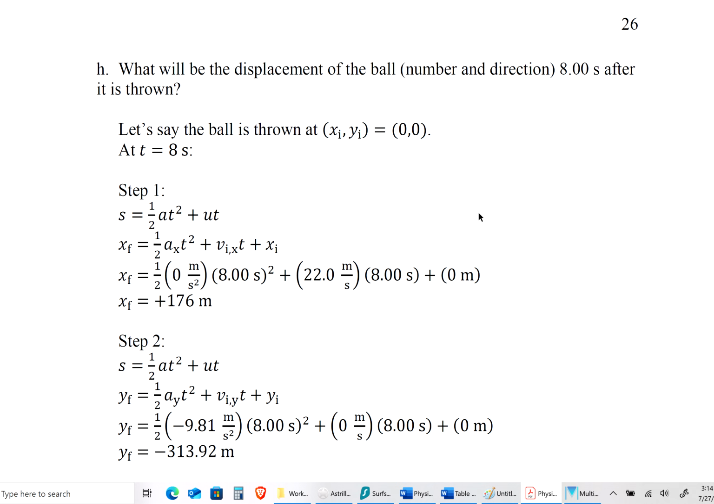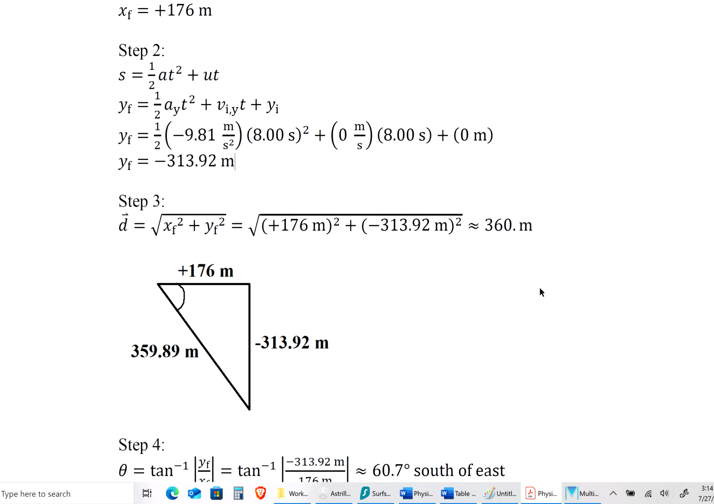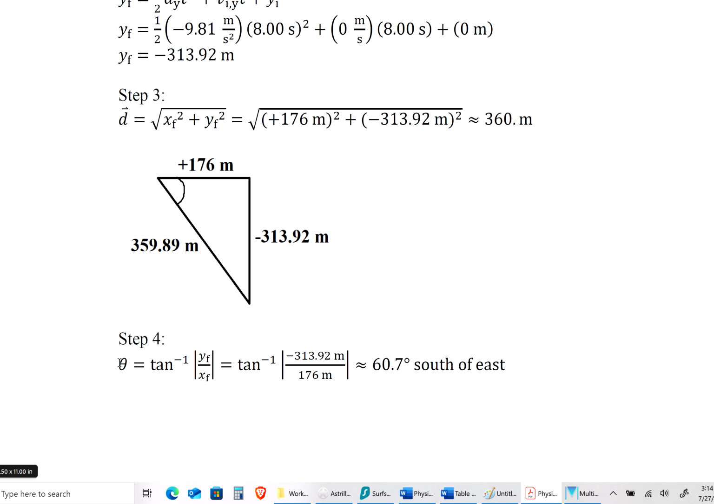Part H, what will be the displacement of the ball 8 seconds after it is thrown? So, x final is 176 meters. Y final is minus 313.92 meters. Then we could draw this triangle to determine the hypotenuse. That's the magnitude. And we could use this equation to determine the direction. The direction is south of east because x final is positive and y final is negative.